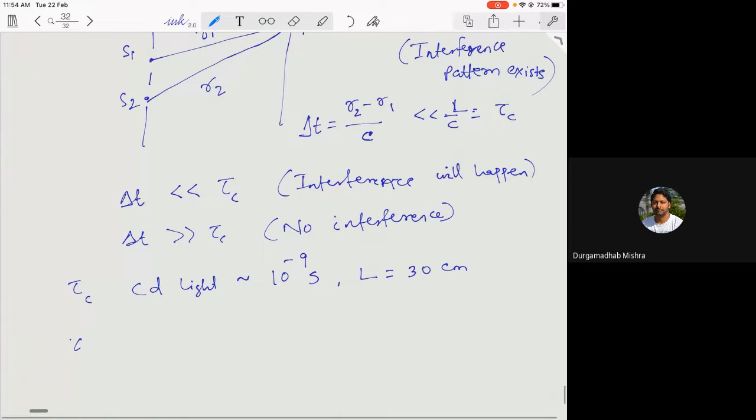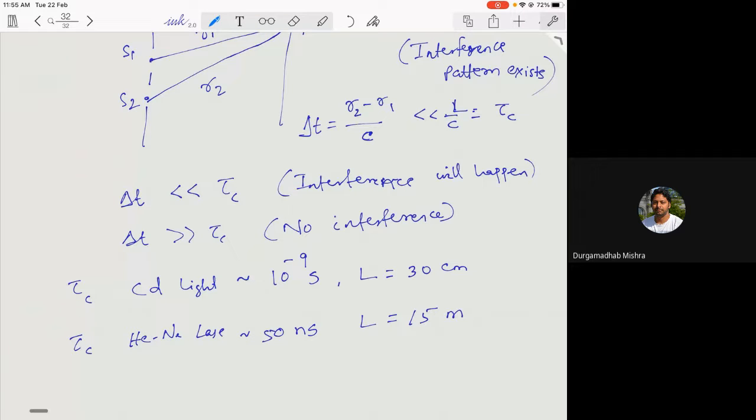But if you are taking a laser like a helium neon laser, in that case this tau is of the order of 50 nanosecond, and L, if you calculate by multiplying C with tau, will come out to be about 15 meter. So that's why it is really easy to observe an interference pattern with really good contrast using laser light.